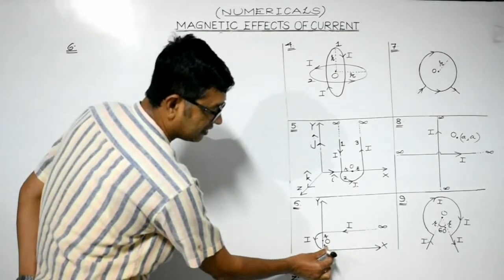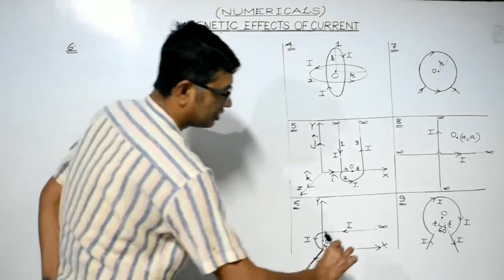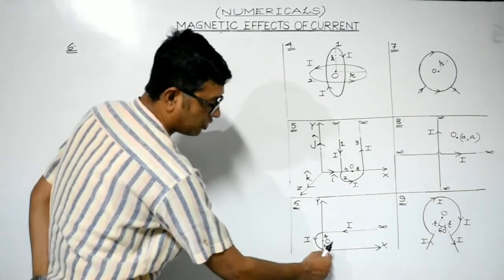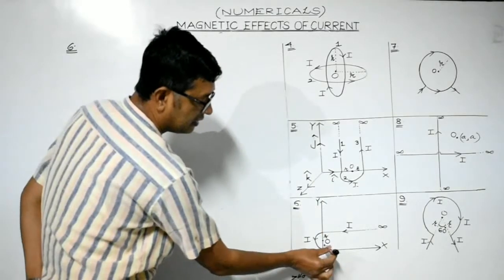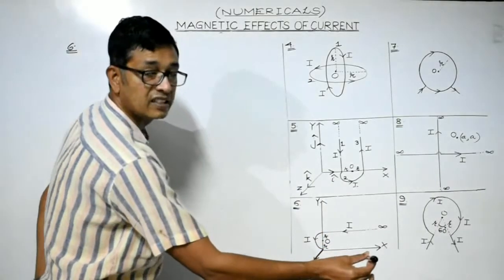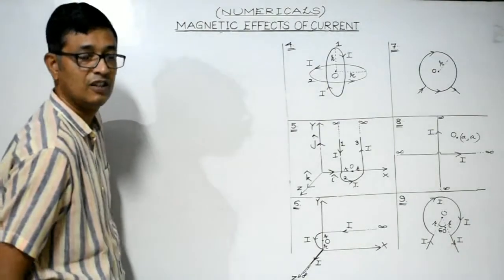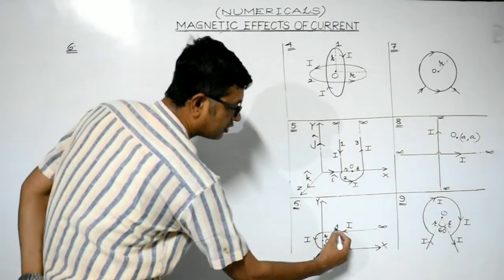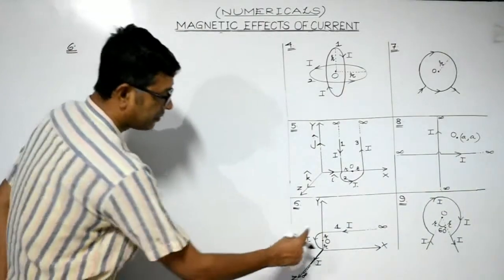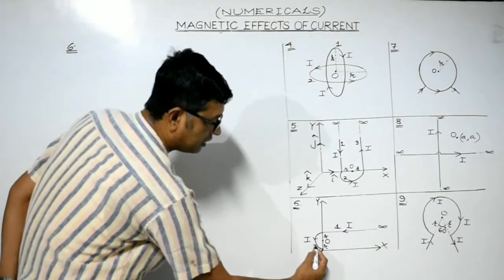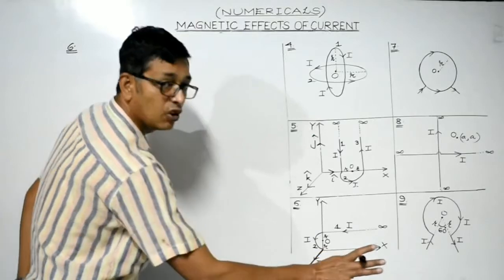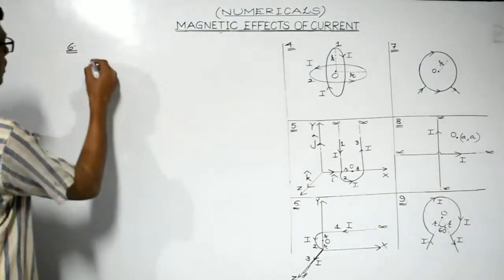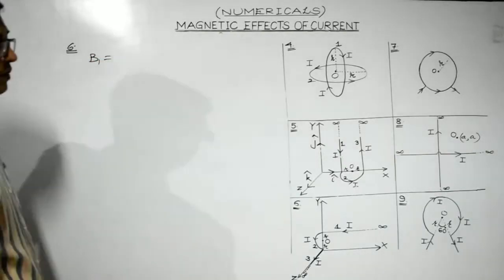and then again this portion is going along the z-axis. So this is a straight conductor parallel to the x-axis, then a semicircular portion lying in the yz plane, and then the wire extends to infinity along the z-axis. We are supposed to find the magnetic field at the point O. So let us consider this to be the first portion, the semicircular section the second one, and this one along the z-axis the third one. So let's find B1.